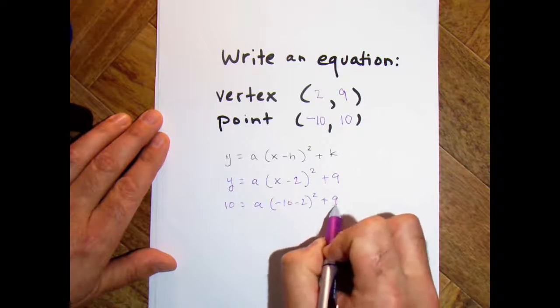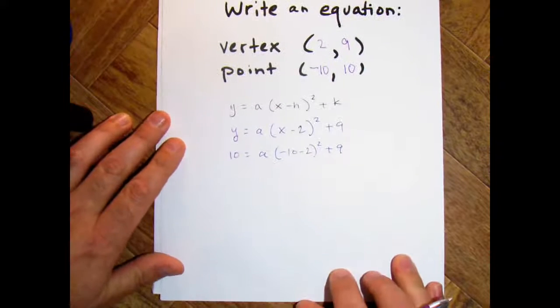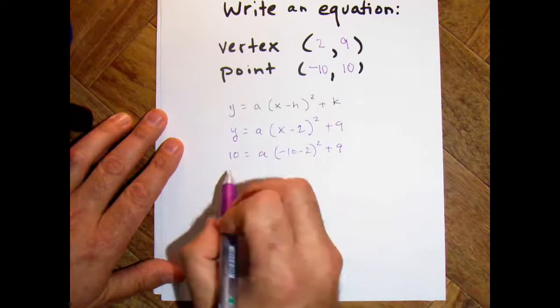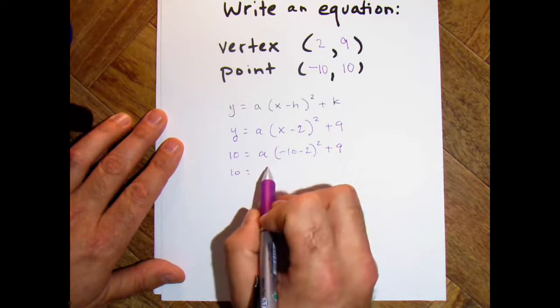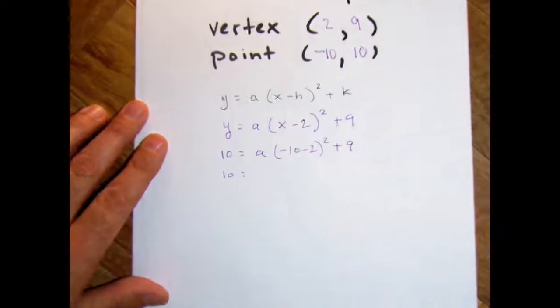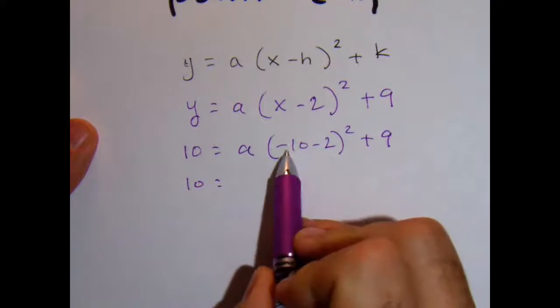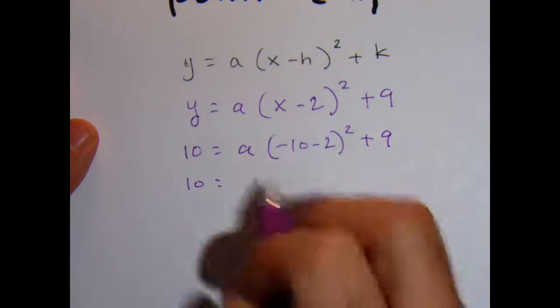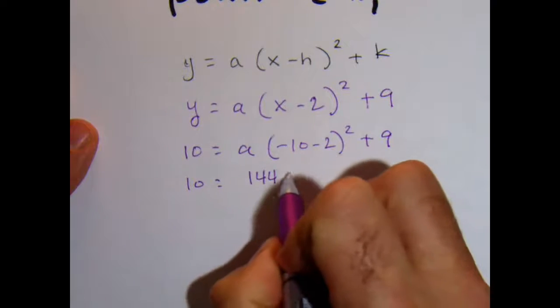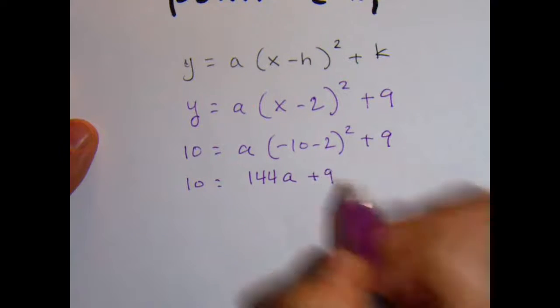Now with the randomness of the cards, we might have really weird numbers, but it works nevertheless. And now we're just going to work through this process to solve for the value of a. So I'm going to work on the inside here. Negative 10 minus 2 is positive 12. Squaring that gives us 144. That's our coefficient for a.